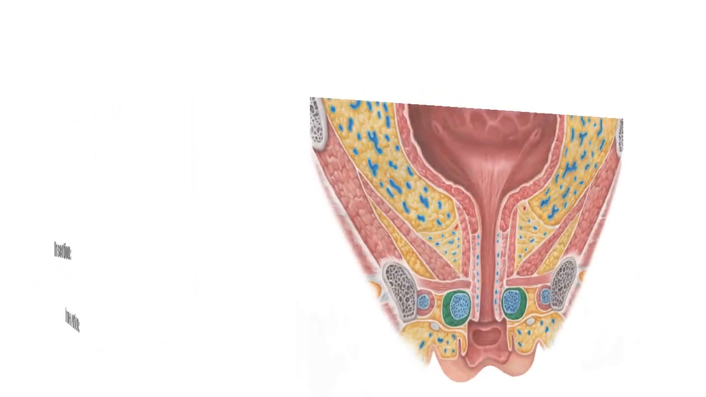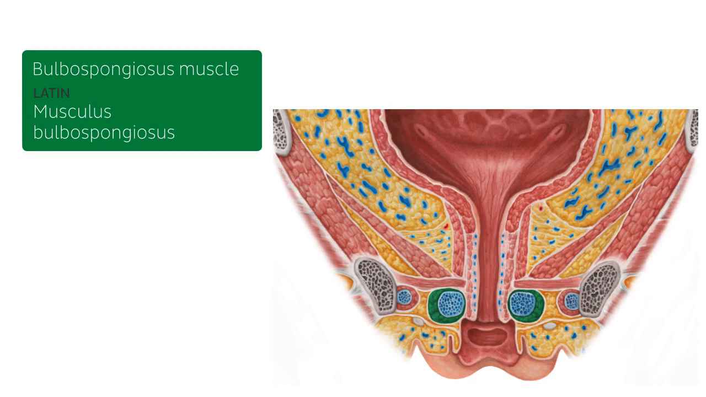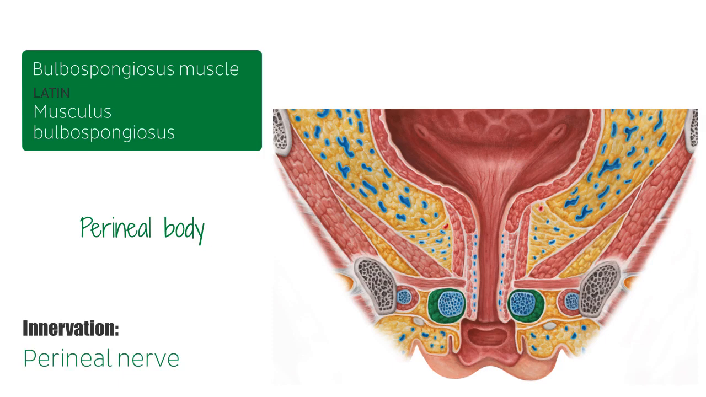Another muscle worth highlighting here on this image is the bulbospongiosus muscle, also involved in the urination process. It arises from the perineal body. In the female pelvis, this muscle follows the course of the bulb of the vestibule, passing laterally. It has several functions, including assisting in emptying the urethra, closing the vagina, as well as contributing to clitoral erection and orgasm. The muscle is innervated by the perineal nerve, which is a branch of the pudendal nerve.